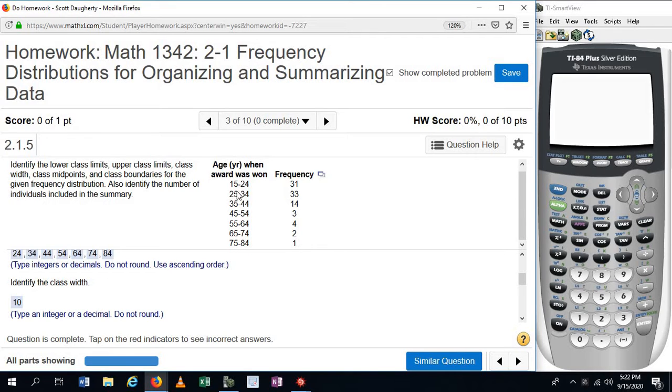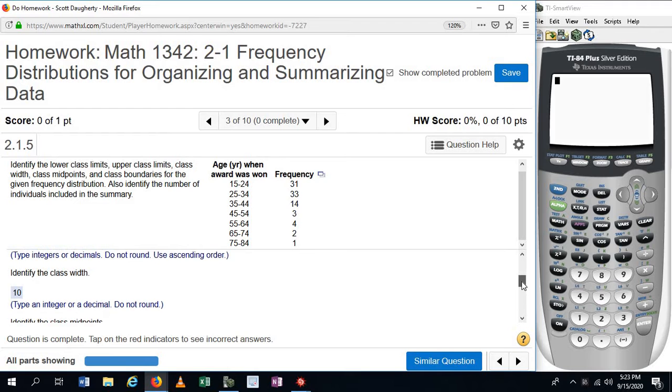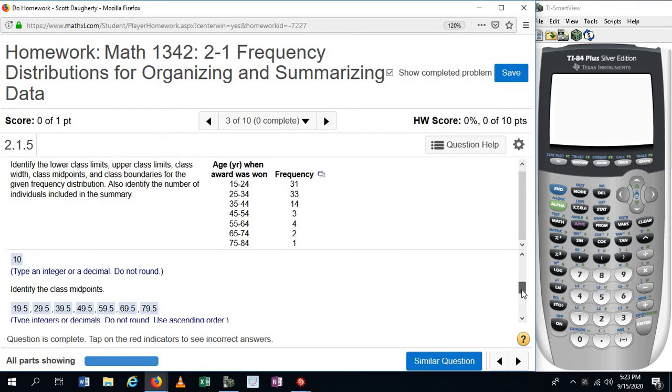Now, a common mistake is to identify the class width as being the distance between the lower class limit and the upper class limit. But that's not what the class width is. So it's not 24 minus 15, which would be 9. It's actually 25 minus 15, which would be 10, or 34 minus 24, which is also 10. So be careful not to make that mistake.